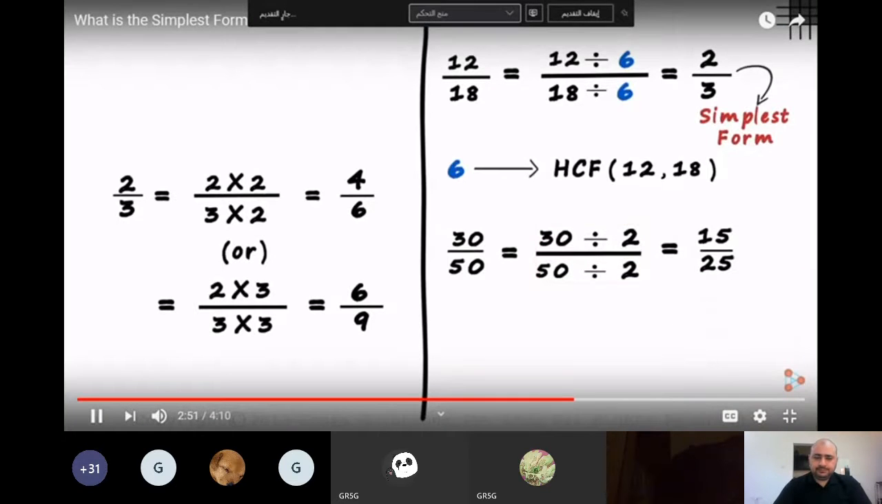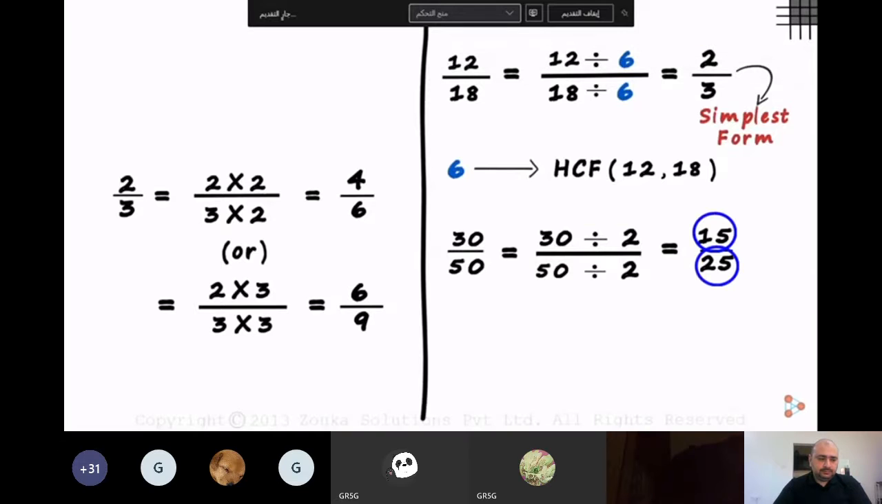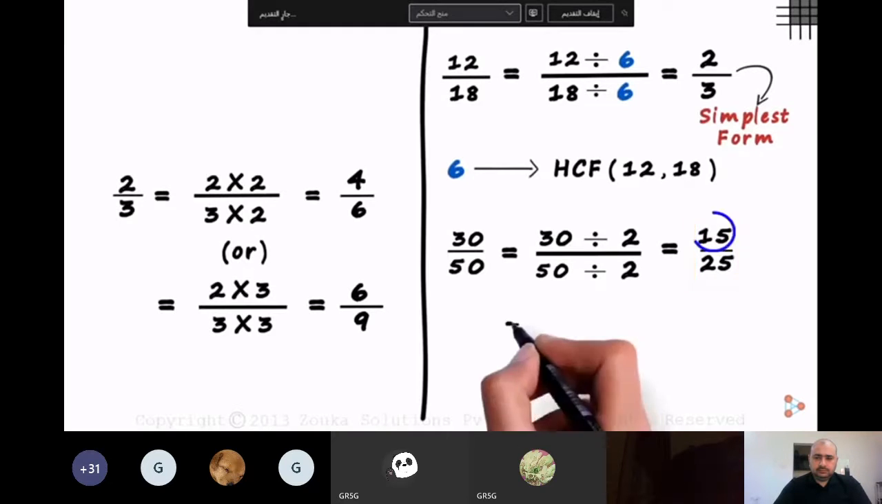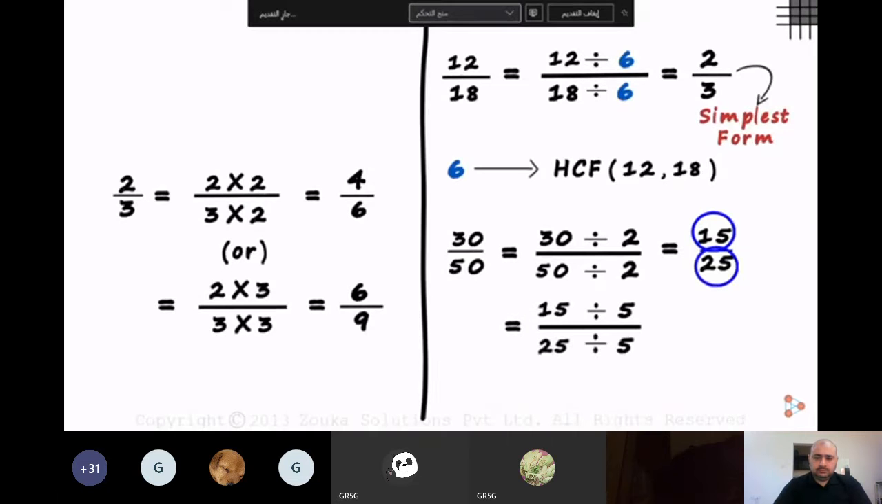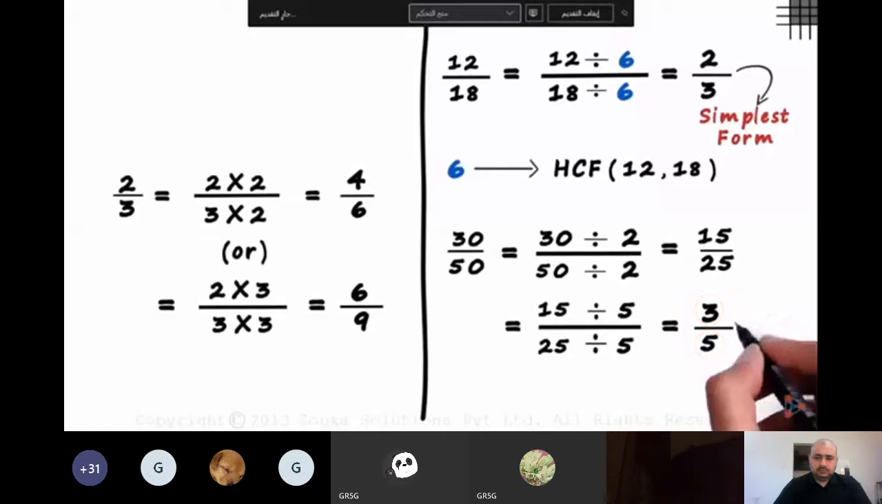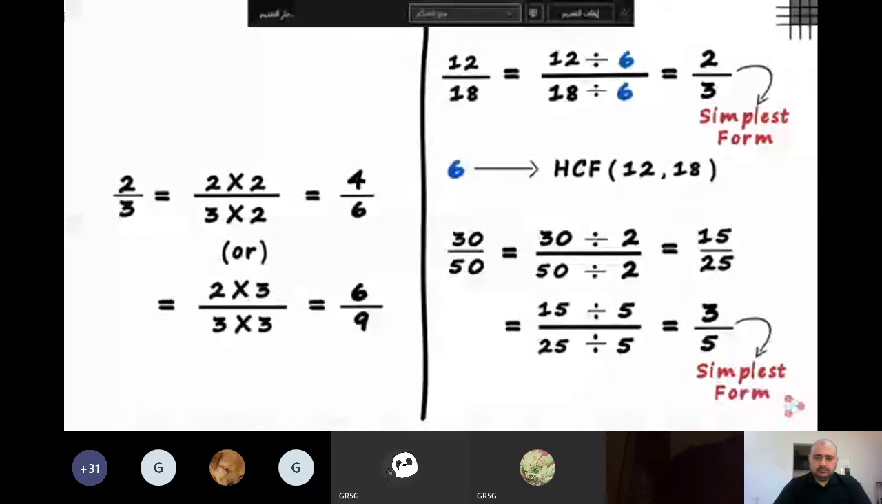If there are no common factors of the numerator and the denominator, it means that the answer is in the standard form. But 15 and 25 both have 5 as their common factor, which tells us that this is not the simplest form. We divide the numerator as well as the denominator by 5. 15 divided by 5 is 3, and 25 divided by 5 is 5. The numbers 3 and 5 do not have any common factors apart from 1. So this is the simplest form or the standard form of the fraction 30 by 50.